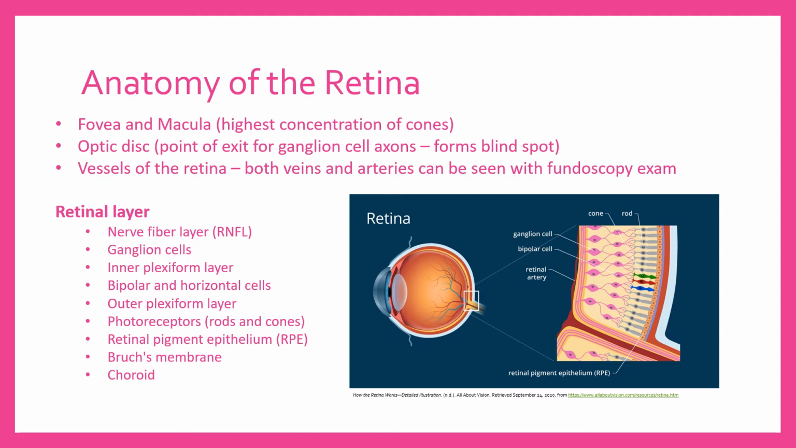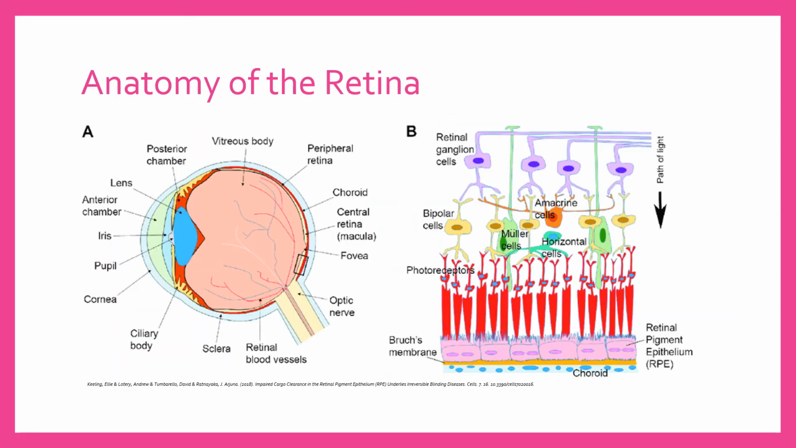We won't go into detail in this presentation, but just know that it takes this many layers to interpret and take in visual information. And this is a more visual illustration of the layers that were stated in the last slide. So you see the bipolar layer, the horizontal cells, photoreceptors, the retinal pigment epithelium, as well as Bruch's membrane that acts as a border between the choroid and the retina.